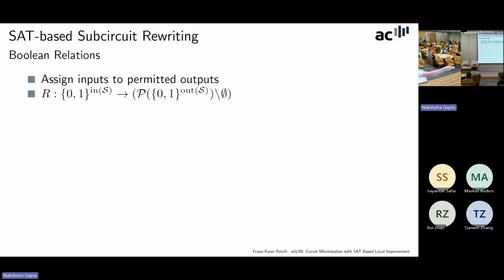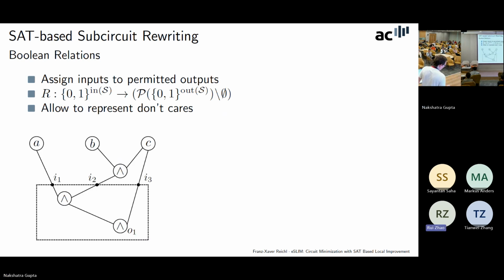Okay, more formally, a relation can look like this, such a function. So let's illustrate this with an example. Here we again have a don't care, because if this input is true, then both B and C are true, and thus this input cannot be false. So how would a relation for this subcircuit look like?